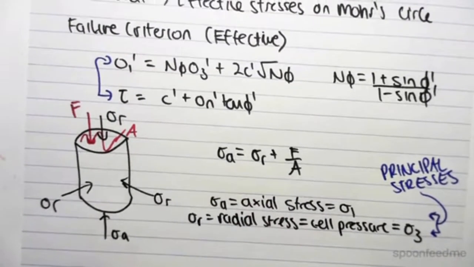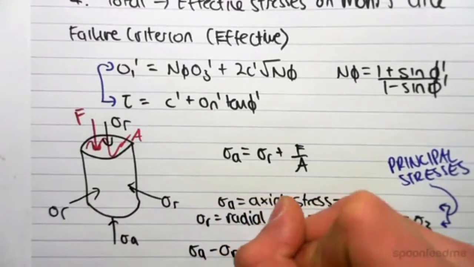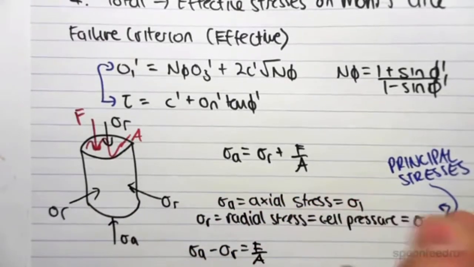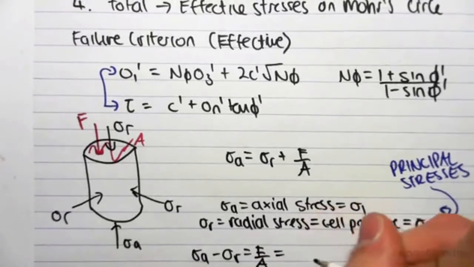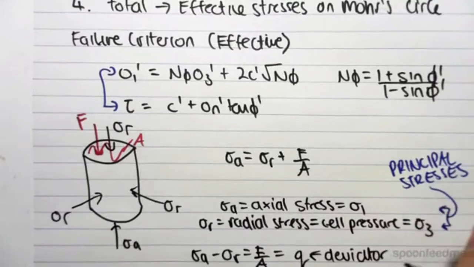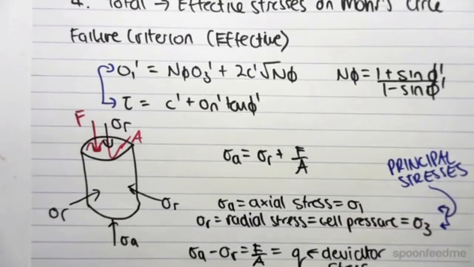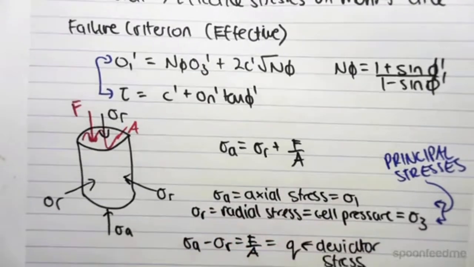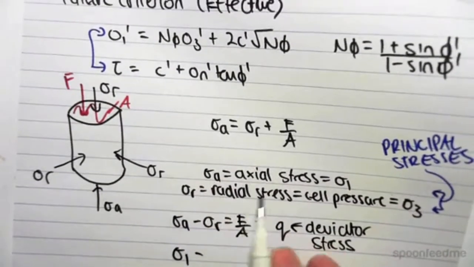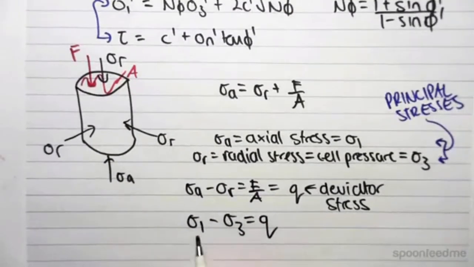Another important thing is that from this formula we could rearrange this to get sigma A minus sigma R equals F on A. This F on A term we call q, which is known as the deviator stress. So sometimes in a question you could just be given the deviator stress. All it is is sigma A minus sigma R, and we know sigma A is sigma 1, and we know sigma R is sigma 3. So we can write this equation here, where sigma 1 minus sigma 3 is equal to the deviator stress.